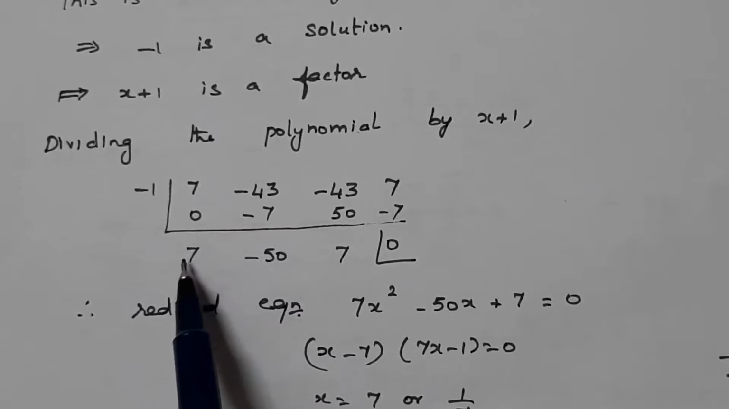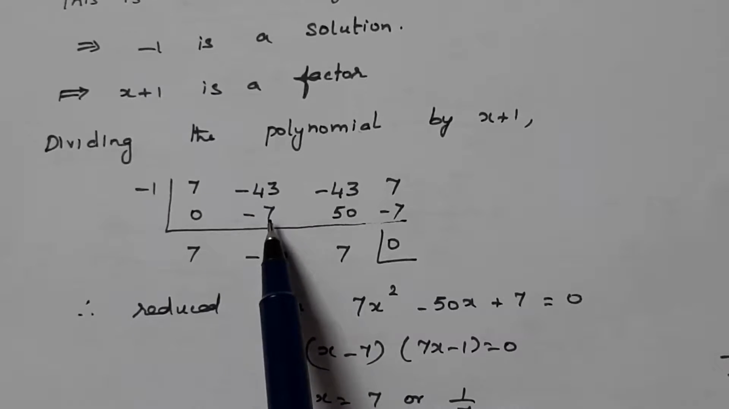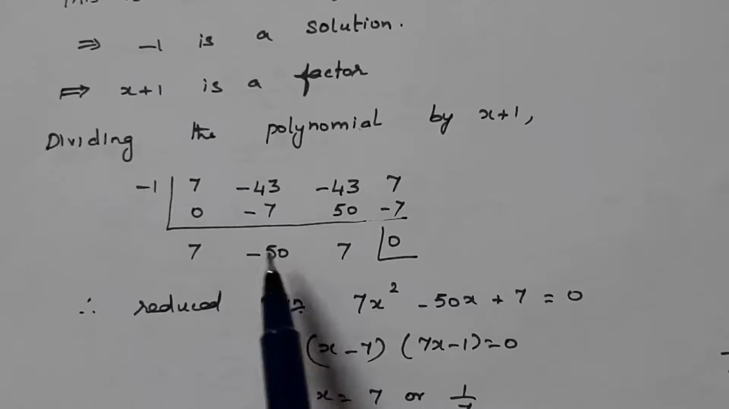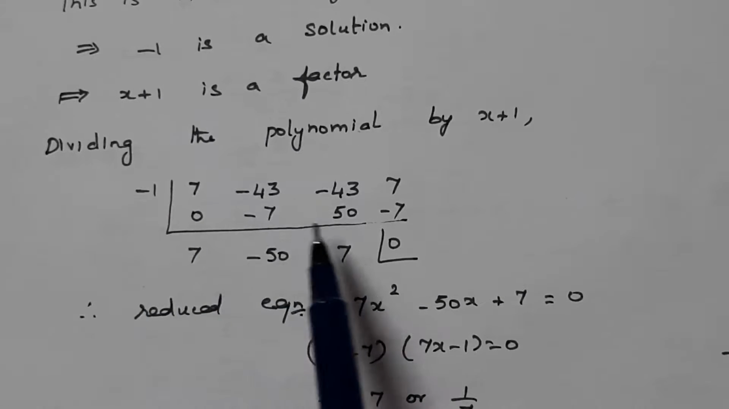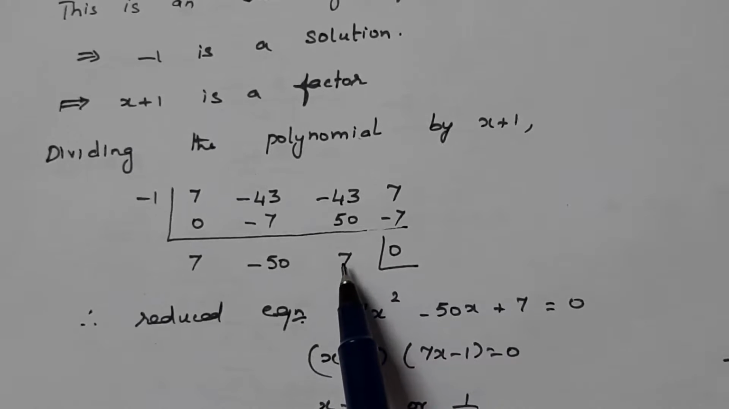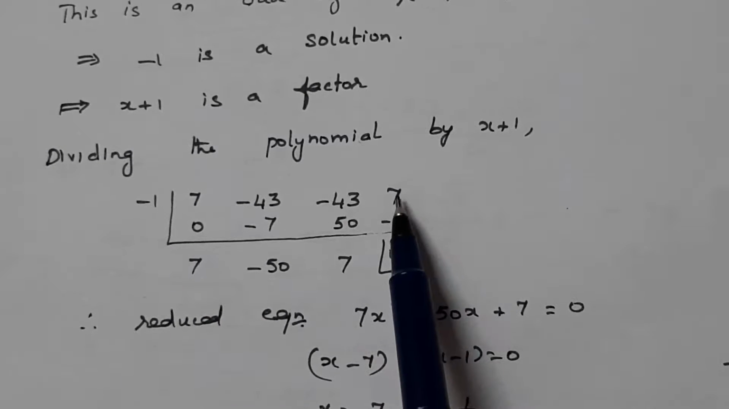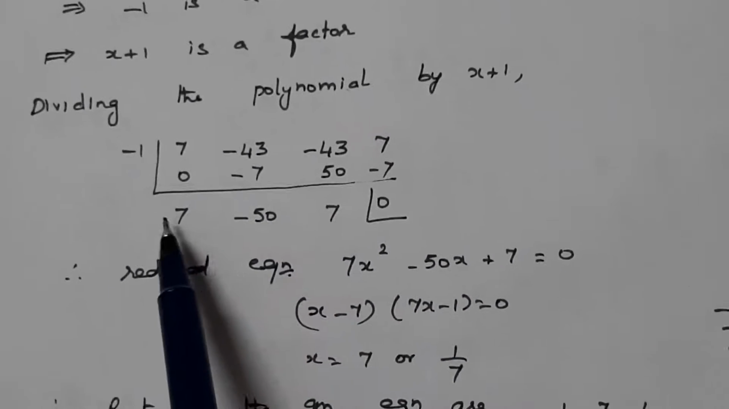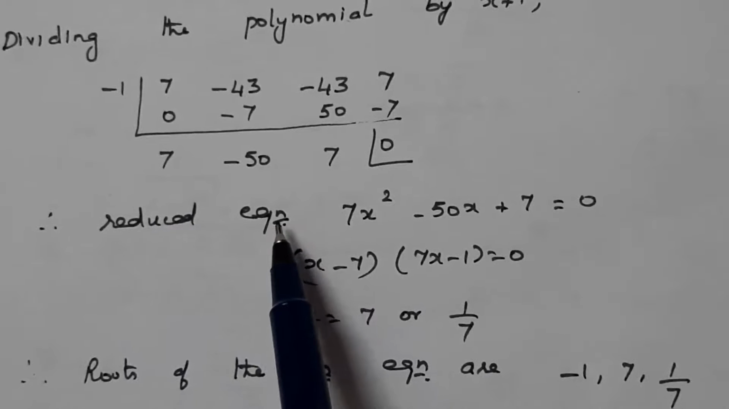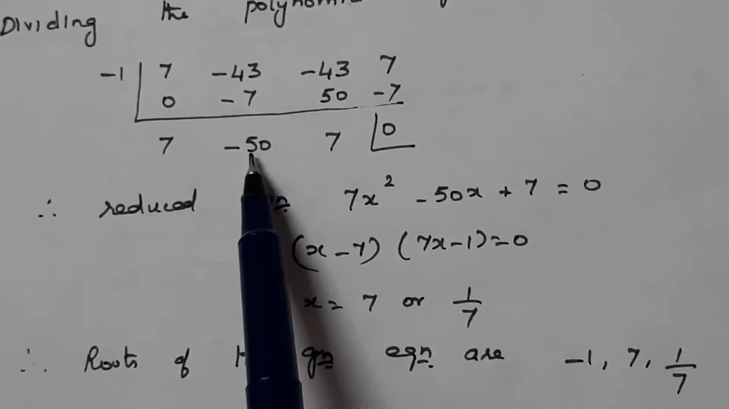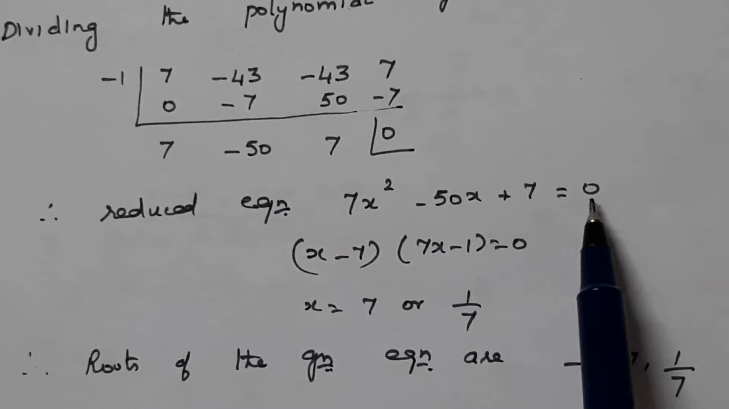So 7 plus 0, 7. Minus 1 into 7, minus 7. Then minus 43 minus 7 is minus 50. Minus 50 into minus 1, plus 50. Minus 43 plus 50, plus 7. Then 7 into minus 1, minus 7, and adding this, you will get the remainder as 0. This is the quotient, to be taken as the reduced equation. So what is the reduced equation? 7x squared minus 50x plus 7 is equal to 0.